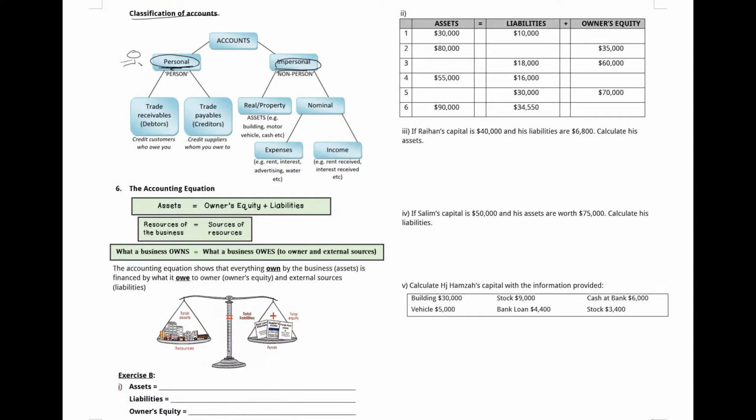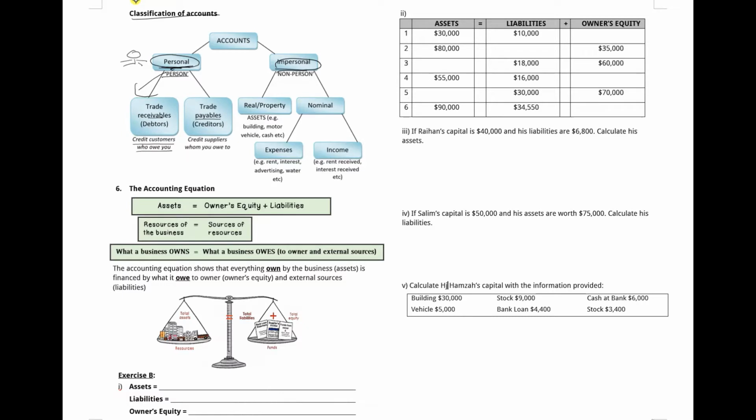You can think of a person. So personal is regarding person. So under personal, we have the trade receivables account and we have the trade payables account. If you can still remember from the previous lesson, trade receivables are the customers who owe you, credit customers who owe you when you supply goods to them on credit.